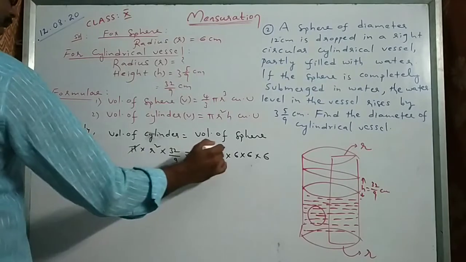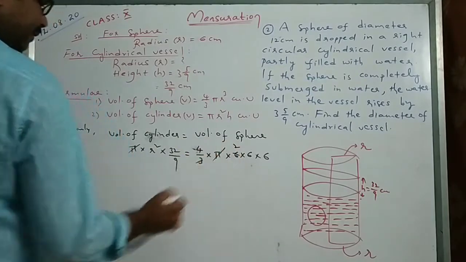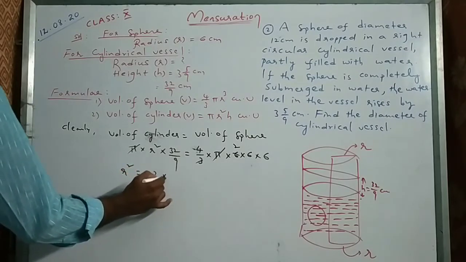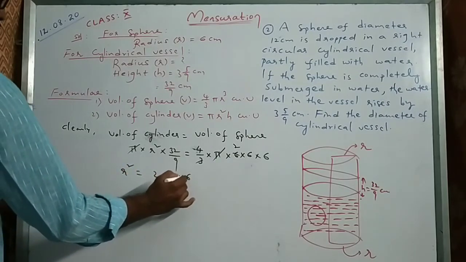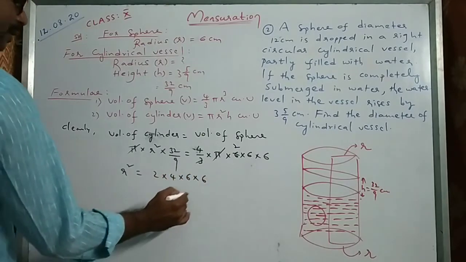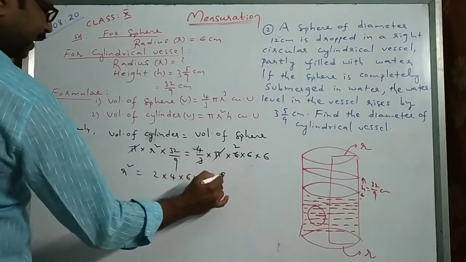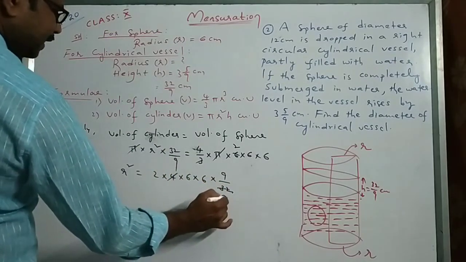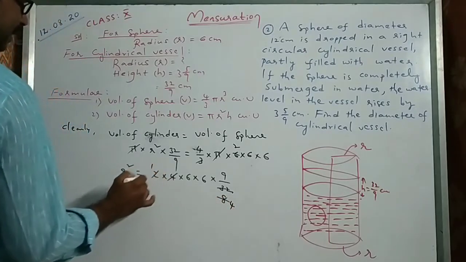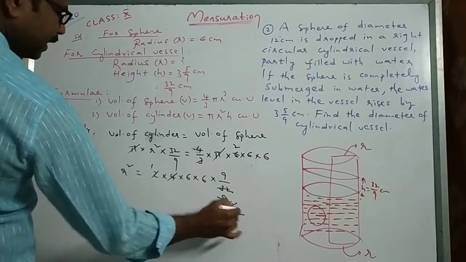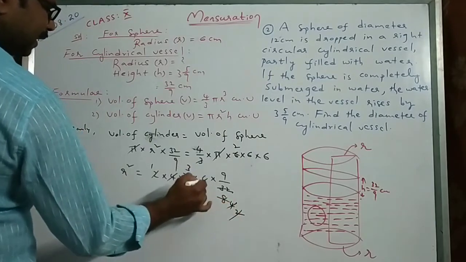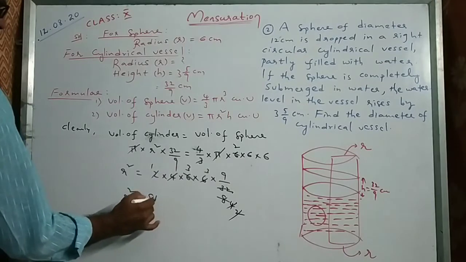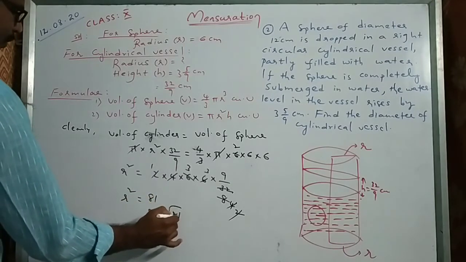Pi gets cancelled. 3 1s are 3, 3 2s are 6. So r square equal to 2 into 4 into 6 into 6 into 32 by 9 will be 9 by 32. 4 1s are 4, 4 8s are 32, 2 4s are 8, 2 1s are 2, 2 2s are 4, 2 3s are 6. So r square equal to 81.